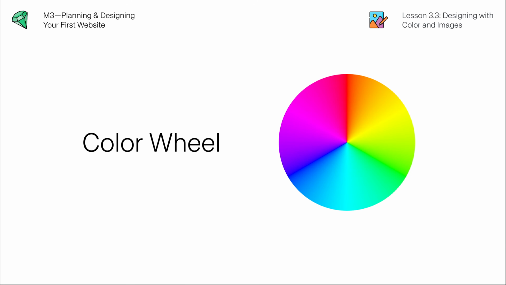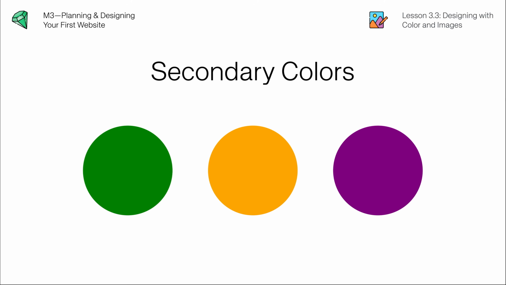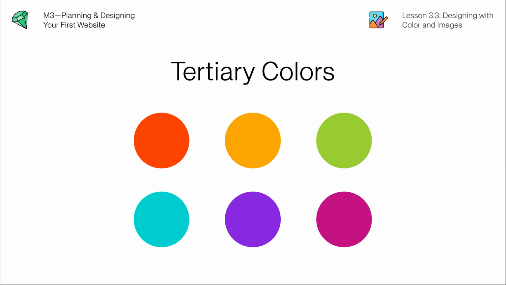The color wheel is a fundamental tool in color theory. It's a circular diagram of colors arranged by chromatic relationship. The primary colors, red, blue, and yellow, are the foundation of the color wheel. Mixing these primary colors creates secondary colors like green, orange, and purple. Further mixing of the primary colors and secondary colors produce tertiary colors. The color wheel helps designers understand the relationship between colors and how they can be combined to create harmonious designs.